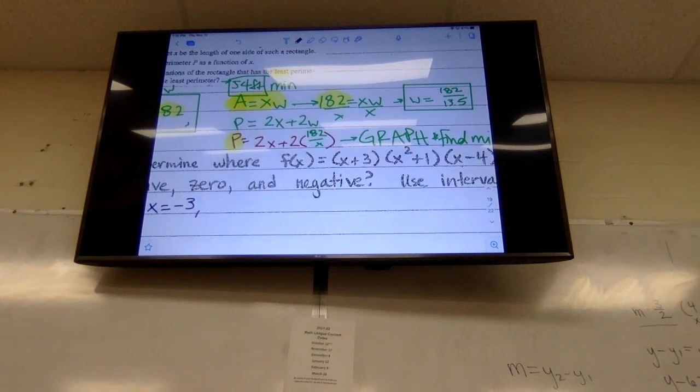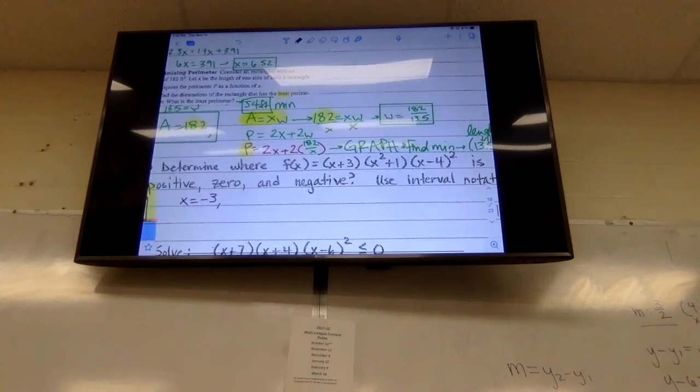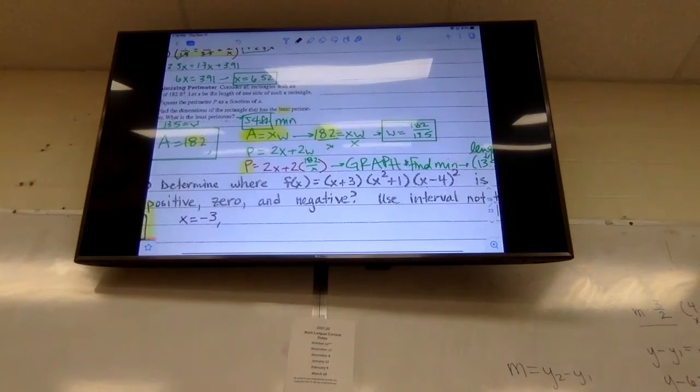2, negative 2? Nope. 1? From this equation right here? 4. And what's special about 4? It bounces, okay? Those are my zeros. We're going to note that we're going to bounce there. Okay? Now I want to think about end behavior.